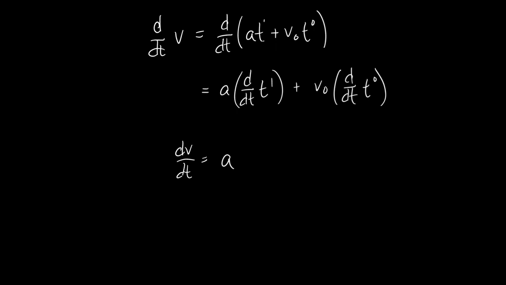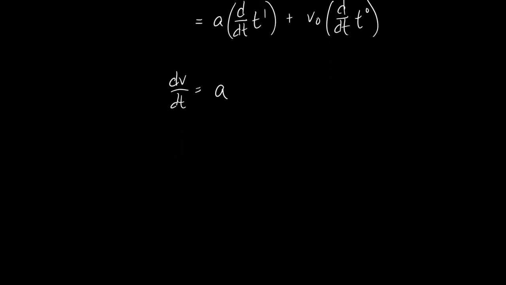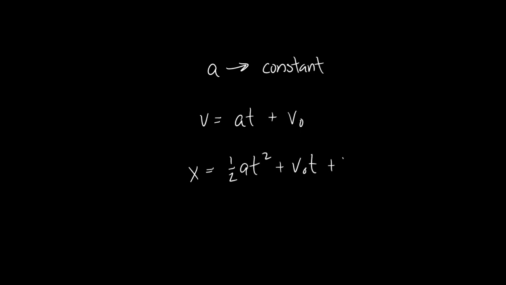So I want to bring some things together here. A was a constant. So v was at plus v naught. x was 1/2 at squared plus v naught t plus x naught. Calculus is the algebra of functions. We took the derivative of the position function and got the velocity. The slope of the velocity graph was the acceleration, so when we took the derivative of velocity, we got acceleration.